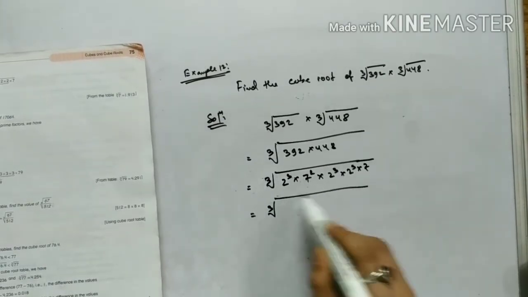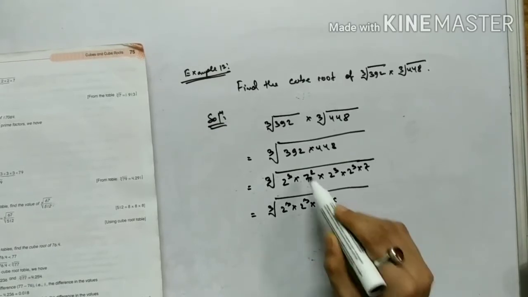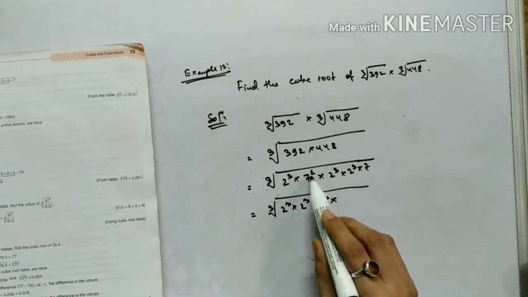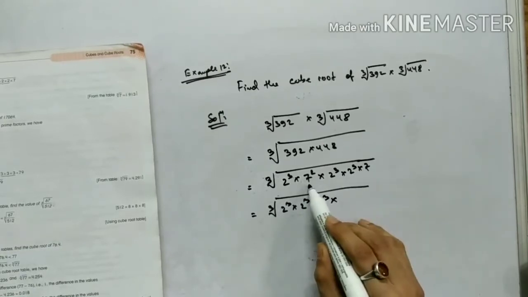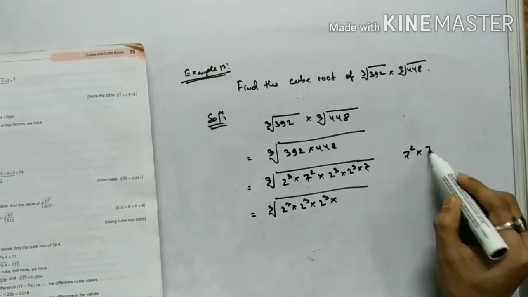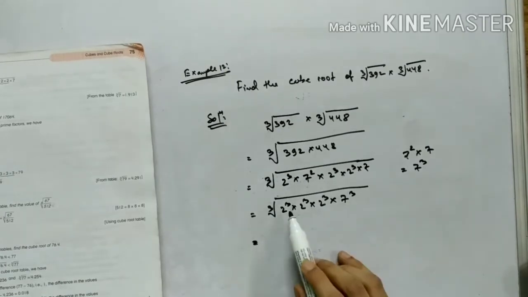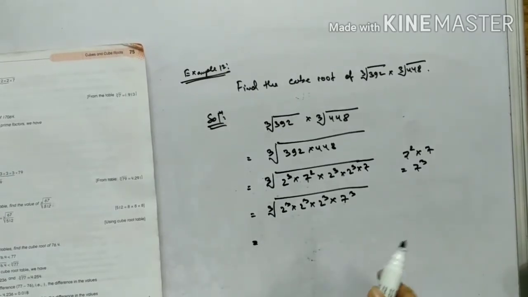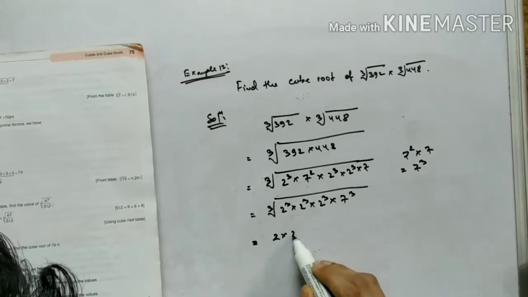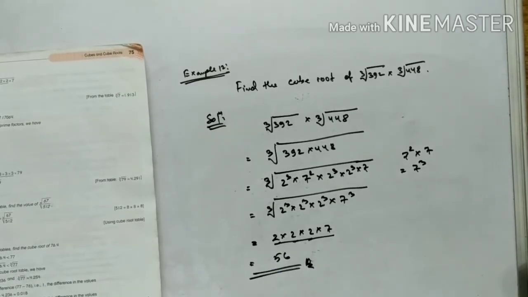So the cube root of 2 cube into 2 cube into 2 cube into 7 square into 7. Like terms multiplied, the bases are the same, so the powers add. We already know that 7 square into 7 is 7 cube. So this becomes 7 cube. Now the cube and cube root cancel out. So therefore I will get 2 into 2 into 2 into 7. 2 twos are 4, 4 twos are 8, 8 sevens are 56. This is our answer. Like that also you can do.